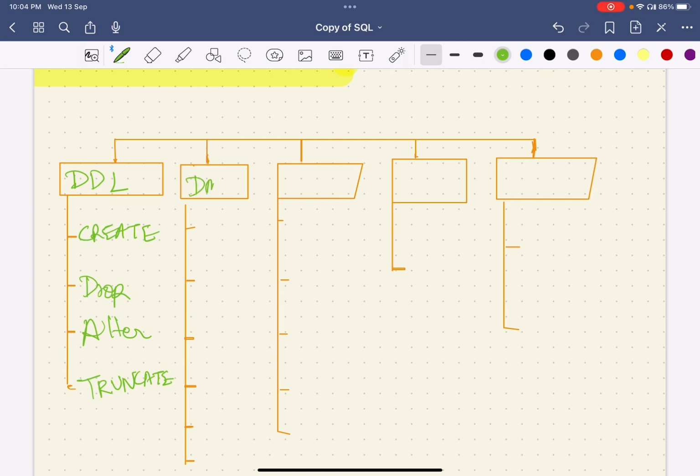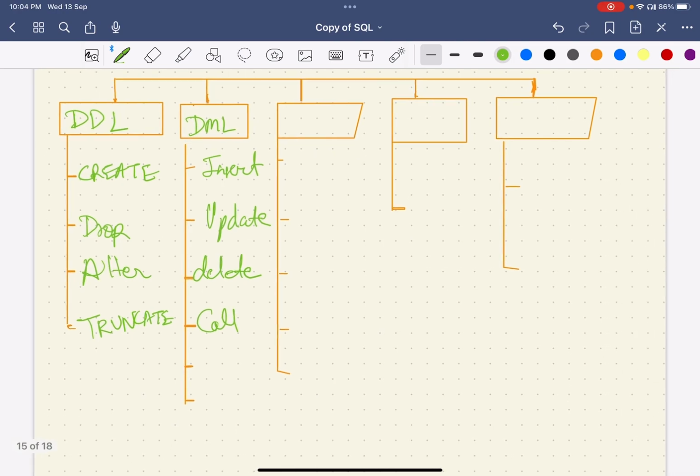DML, data manipulation language. We have the insert command to insert data, the update command, and the delete command. All these are written in capitals. Then we have the call command, the explain call command, and the last one is the lock command.